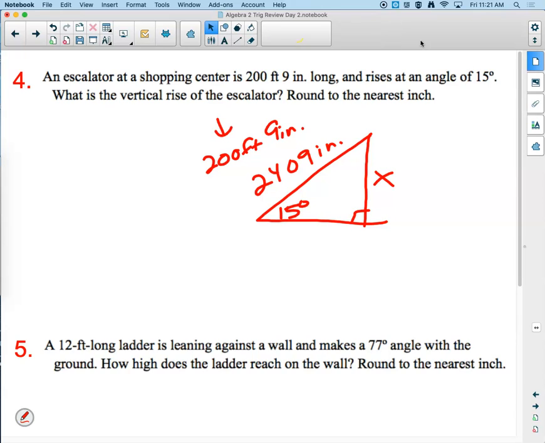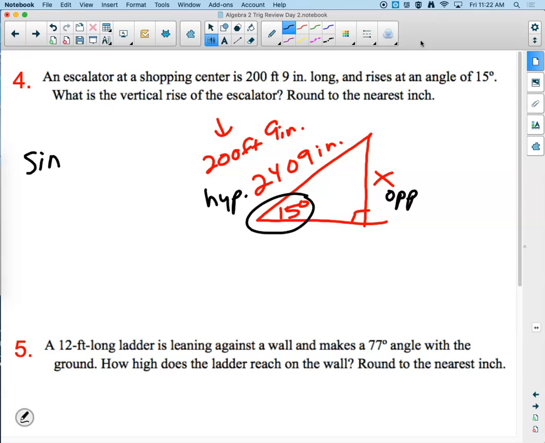Now, let's figure out which of those trig functions we should use. If this is my angle, what should I label that x? Opposite. How about the 2,409? Hypotenuse. Think SOHCAHTOA. Which one? Sine. Sine of 15 degrees equals x over 2,409. How do we solve this one?